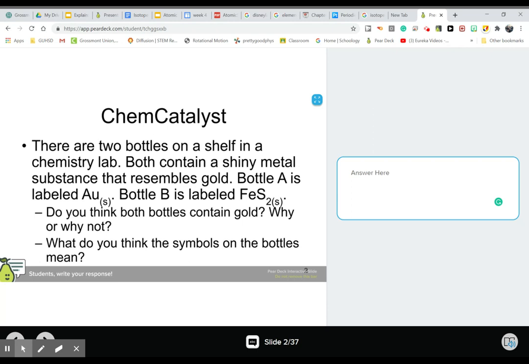So what I want you to do is go ahead and answer this question. There are two bottles on a shelf in a chemistry lab. Both contain a shiny metal substance that resembles gold. Bottle A is labeled Au. Bottle B is labeled FeS2. Do you think both bottles contain gold? Why or why not? And what do you think the symbols on the bottles mean?